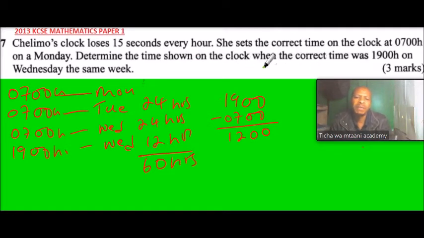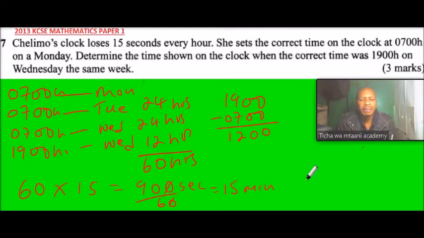Because she's losing 15 seconds every hour, it means for 60 hours, she will lose, multiply by 15, this will be 900 seconds. So to convert this to minutes, you can divide by 60. You find this is 15 minutes. So it means if the correct time that was reading was 19, we subtract 1900 minus 15 minutes.